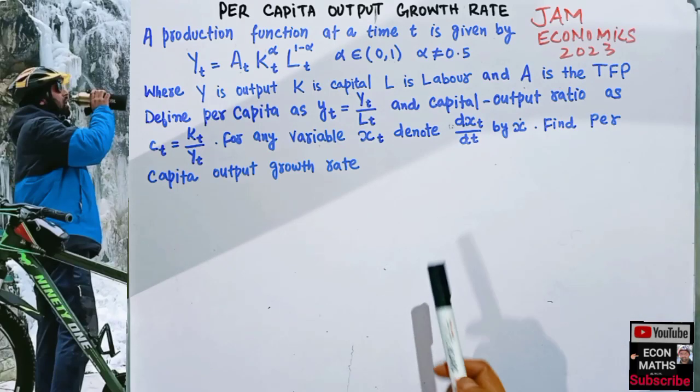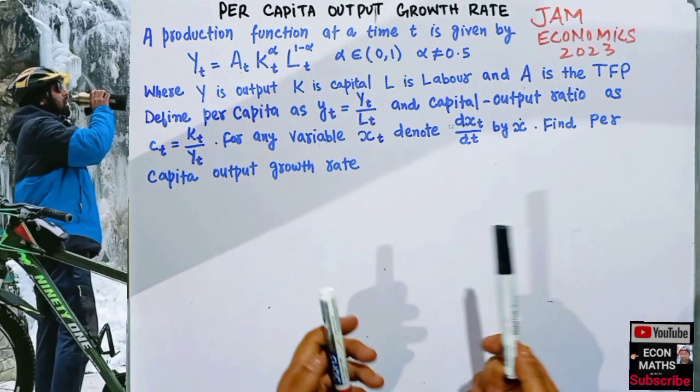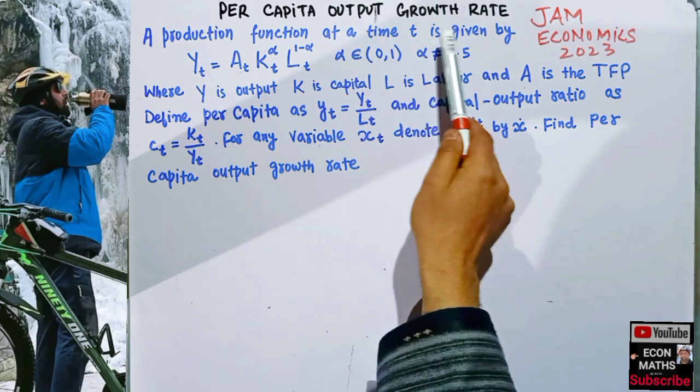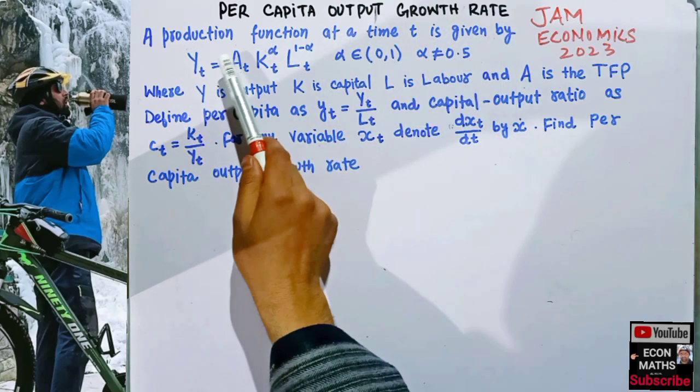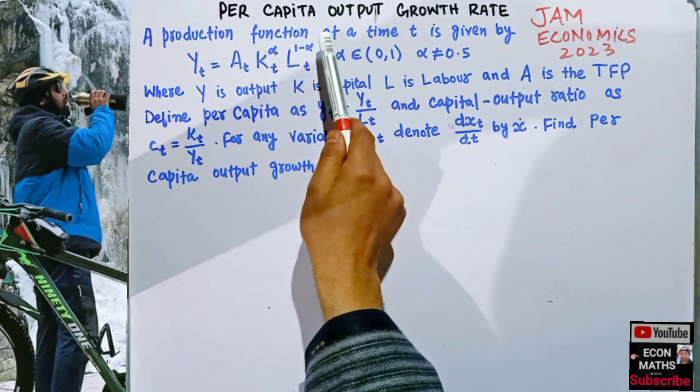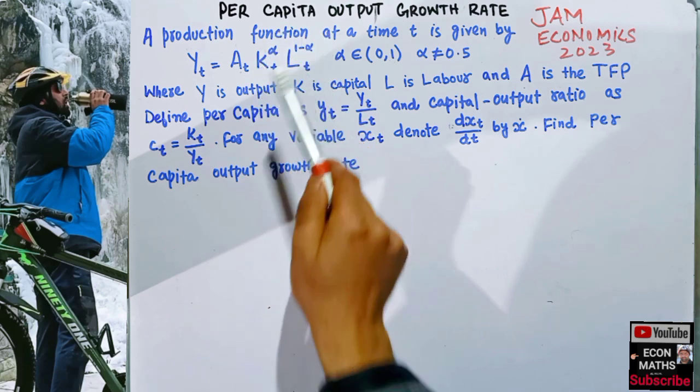The question is to find out the per capita output growth rate. The production function at a time t is given by Y_t = A_t K_t^alpha L_t^(1 minus alpha). Subscript is time here, t.